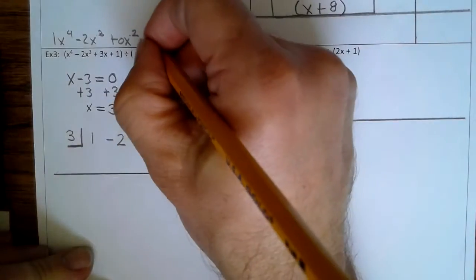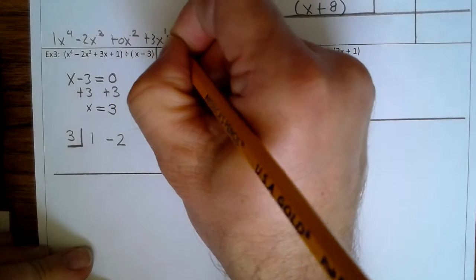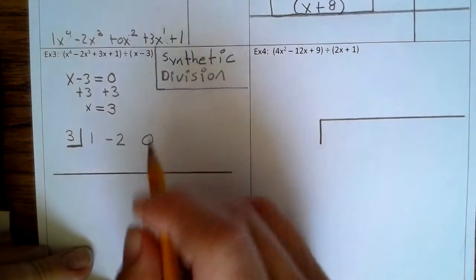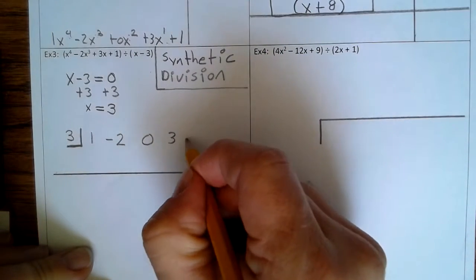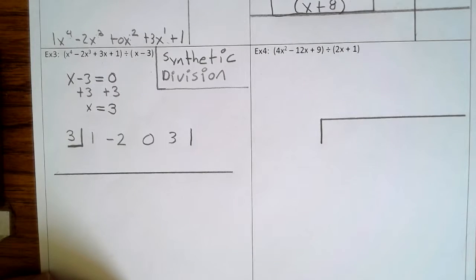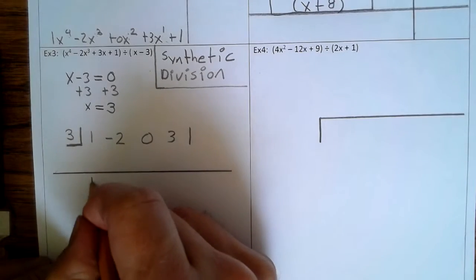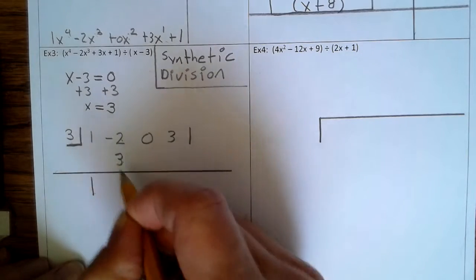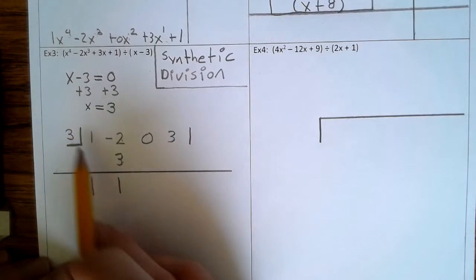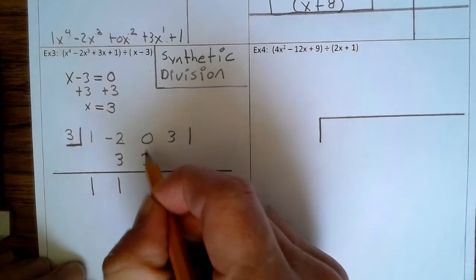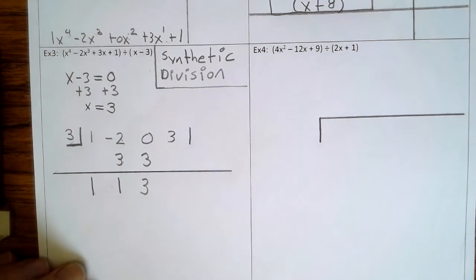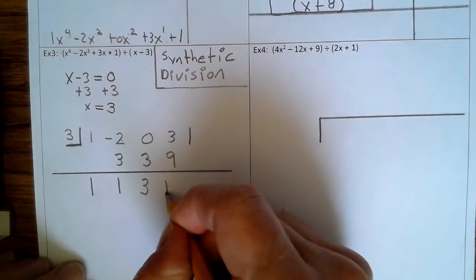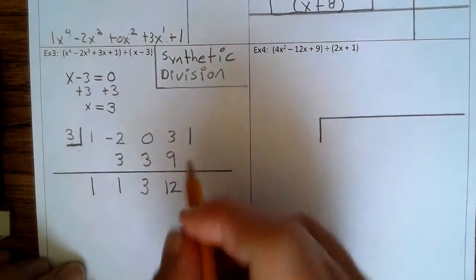You have to have each exponent. So that's why we're going to put a 0 here, a 3, and then a 1. Okay, bring down the 1. 3 times 1 is 3. Negative 2 and 3 is 1. 3 times 1 is 3. 0 and 3 is 3. 3 times 3 is 9. 3 and 9 is 12. 3 times 12 is 36. 1 and 36 is 37.